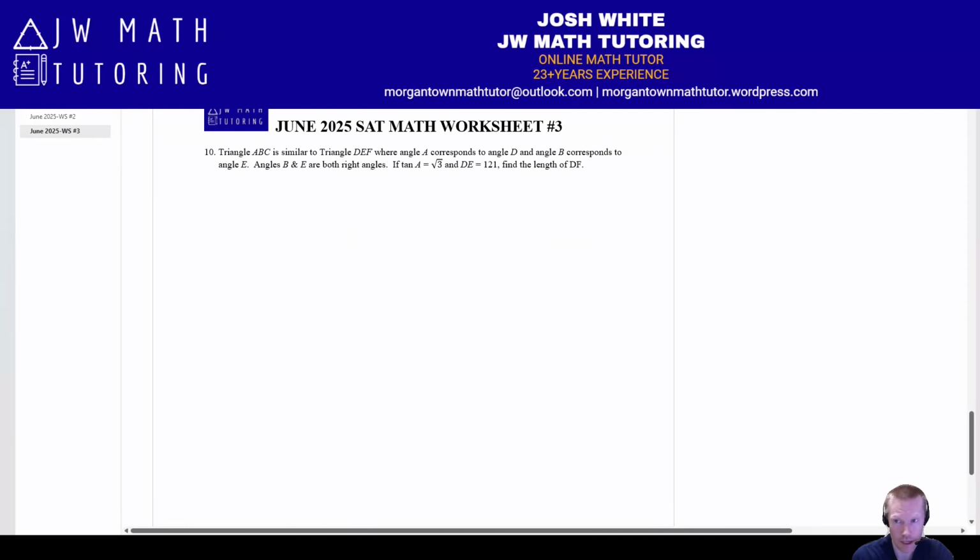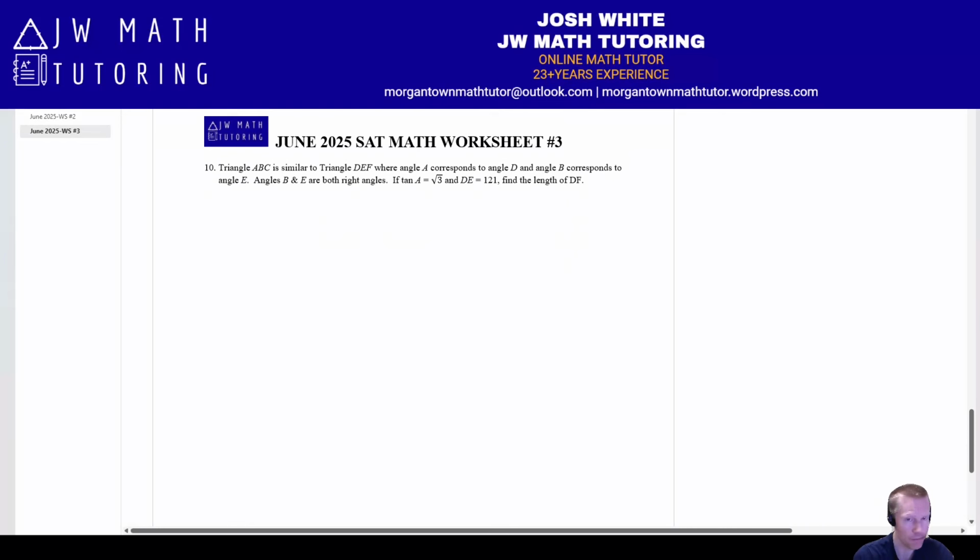All right, let's look at this last problem now. Number 10, top of the last page. This is a repeat question. It has appeared before. I can't remember if it's on the Blue Book practice test, but I believe it is, though I can't remember which one exactly.